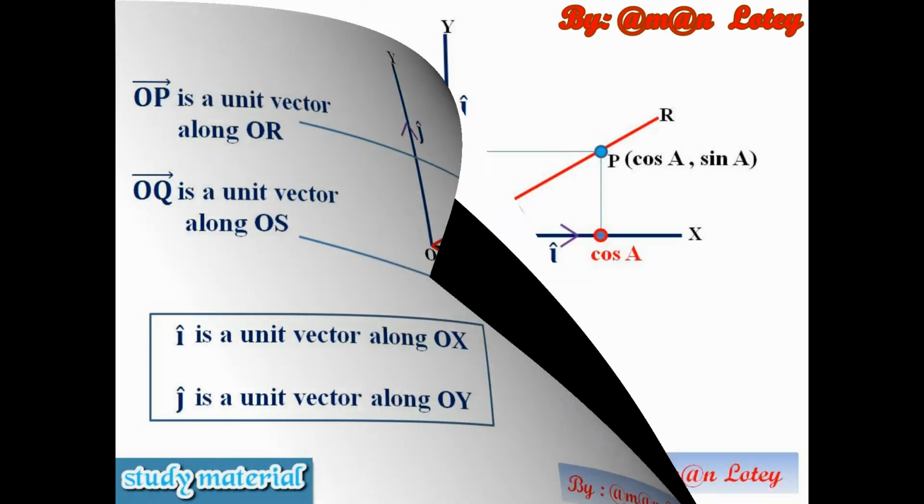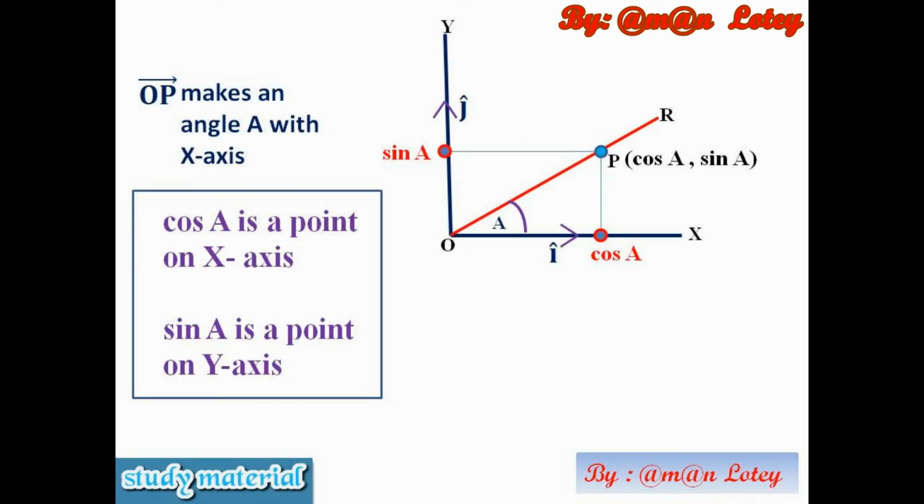Let's first discuss the unit vector OP, which makes an angle A with the x-axis. You can see in the figure the coordinates of the point P are cos A and sin A. If we resolve the point P, then cos A acts along the x-axis and sin A acts along the y-axis, as shown.